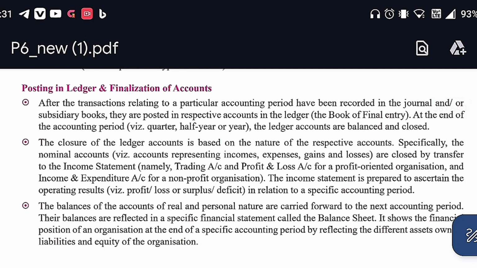So what happens? Journal, ledger, income statement, balance sheet. The accounting cycle is a cycle that repeats itself, with each step building on the previous one. Nominal accounts will be transferred to the income statement, showing the accurate profit or loss. The balances in the real and personal accounts, like asset, liability, and equity, will be carried forward and reflected in the balance sheet. They are just simply explaining it. That's all about this section. 1.4 is over. I hope this is clear to you.